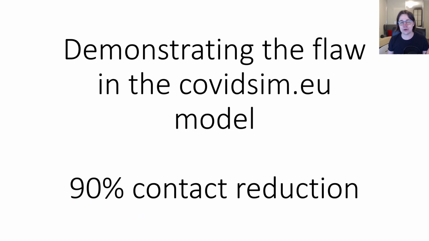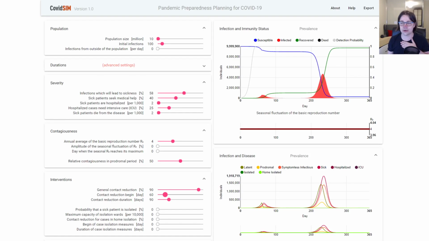So I'm going to show you that this actually happens in the real model that at least one government is using. The New Zealand government is using the covidsim.eu model as part of their modeling work, and we'll do exactly the same thing. We'll do a 90% contact reduction. So just to give you an idea about what we're doing, we're using the version 1.0 model because that's what the New Zealand government used at the time.